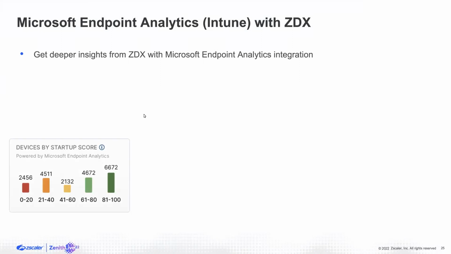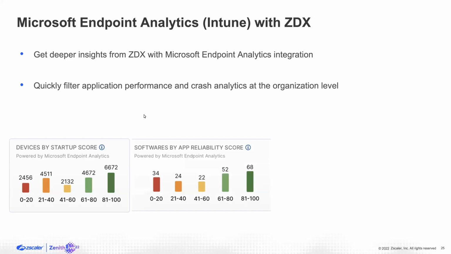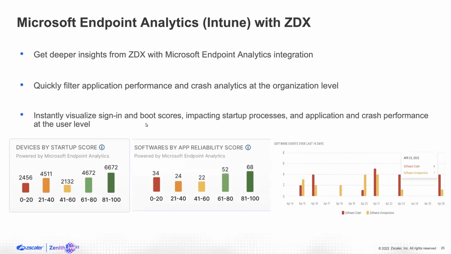It is just going to give us more information, collecting more metrics around your startup score from devices. It's going to be on the organization level or on the individual user level. The other metric that we collect is going to be the software app reliability score, which is going to give more information around the crash analytics at the organization level as well as the user level, and instantly visualize sign-in, boot scores, impacting startup processes, and application and crash performance.